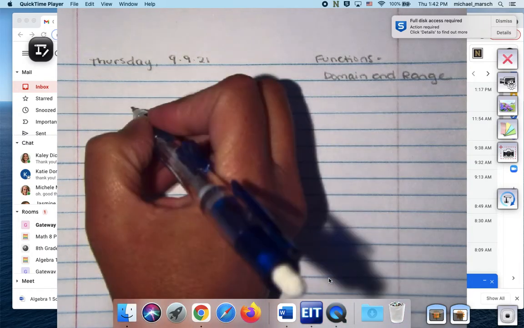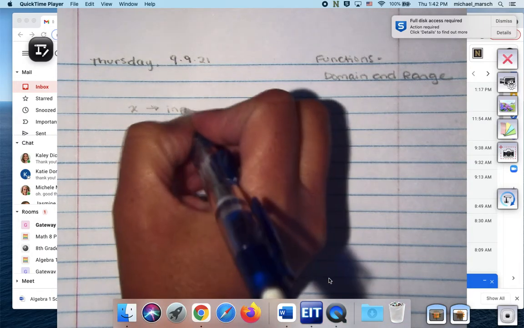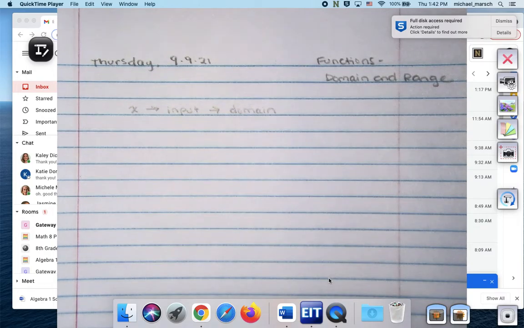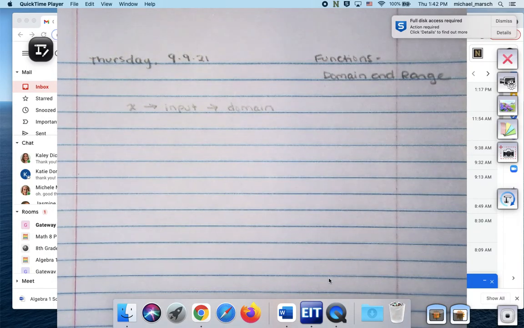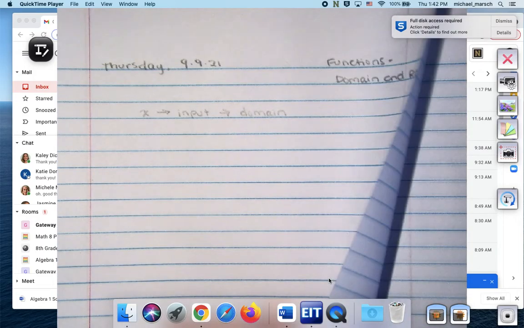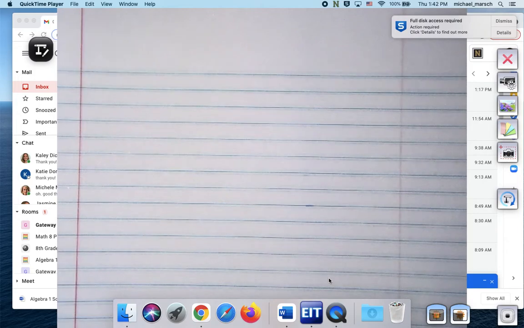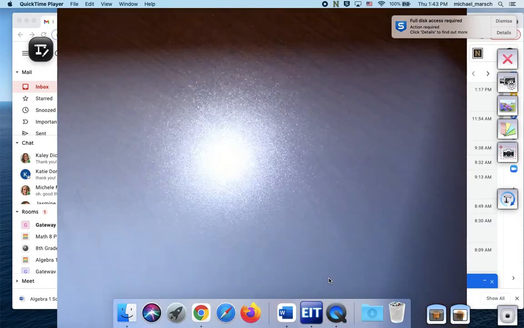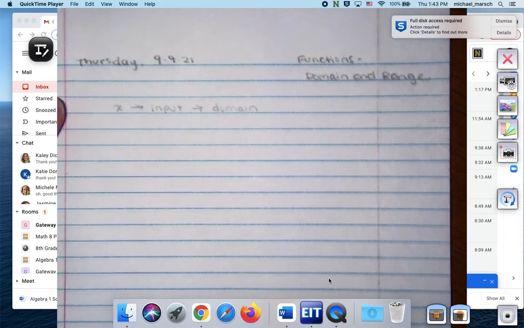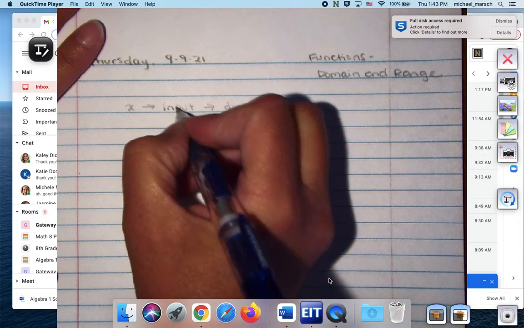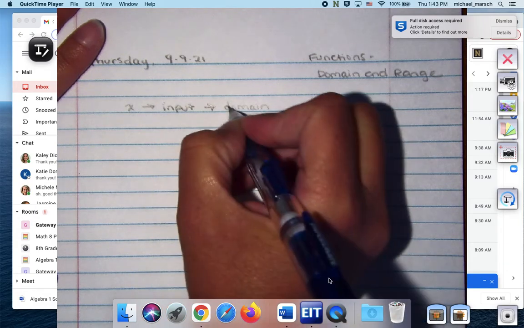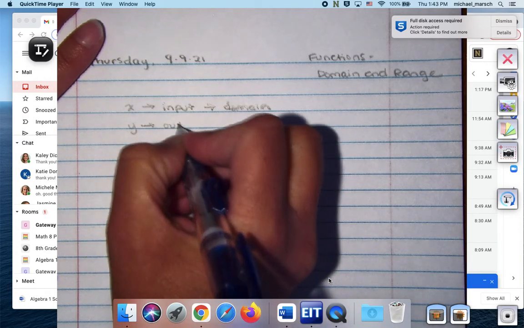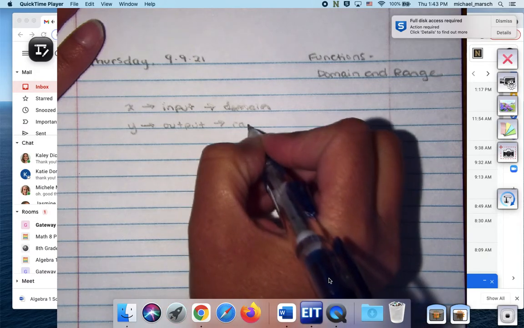Let's remind ourselves that X is the same as input, which is the same as domain. And then Y is the output, which is our range.